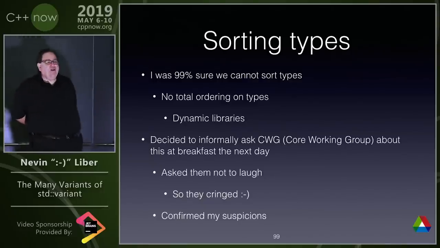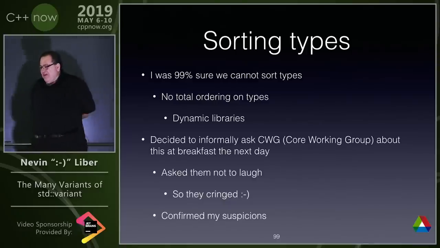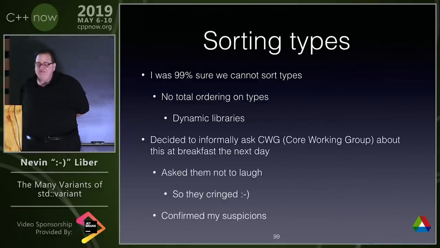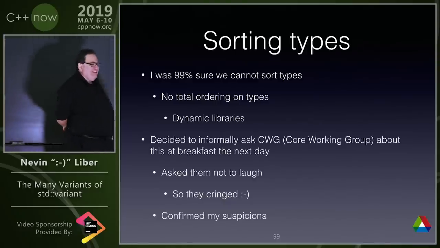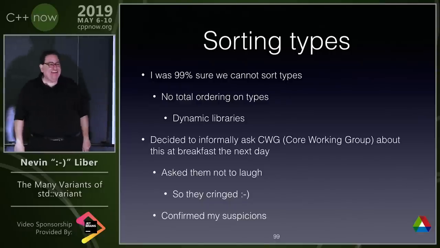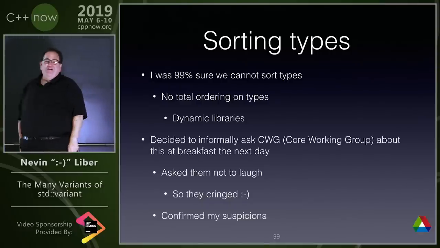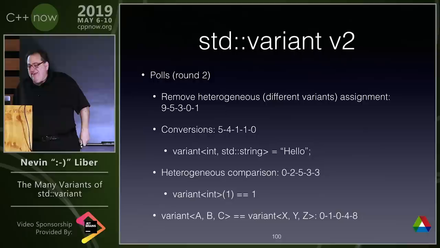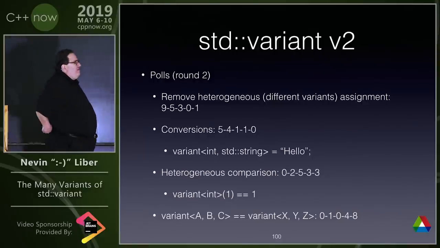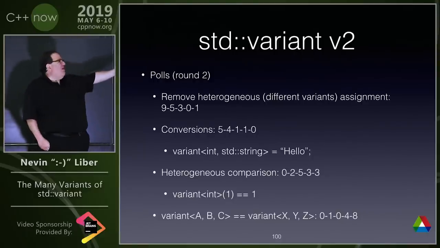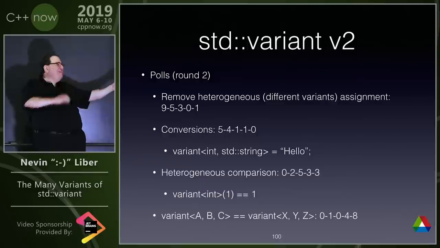So I decided I was going to go ask the Core Working Group about this, I think during breakfast the next morning. And if you have a preference, please don't laugh at me. You watch them cringe. But yeah, there is no total ordering of types in the system. There are still other things we could possibly do, but we didn't go that route. Anyway, back to the day before.